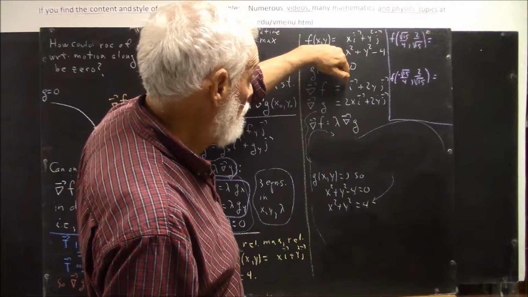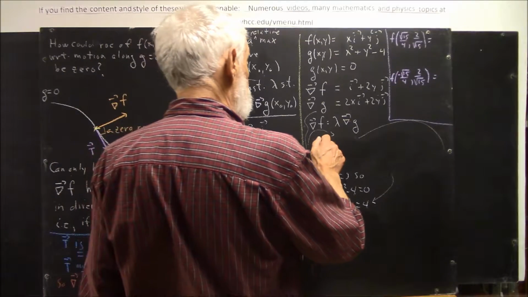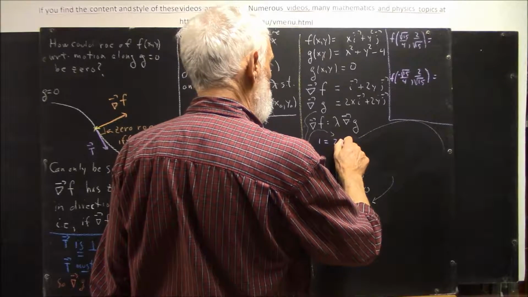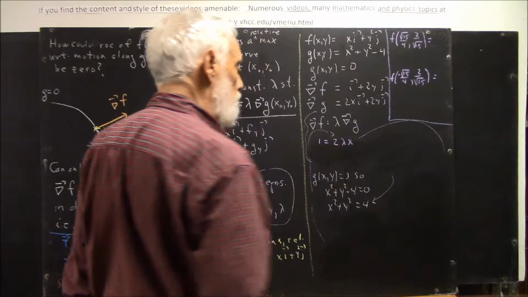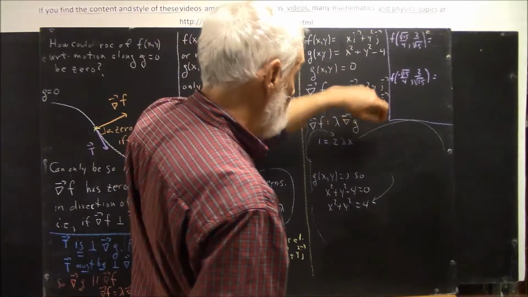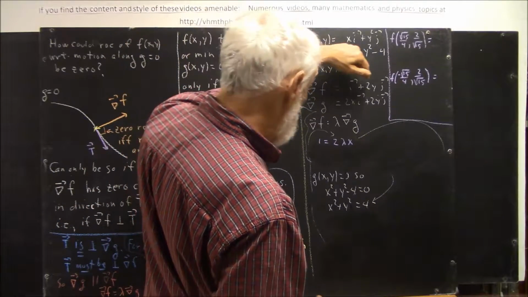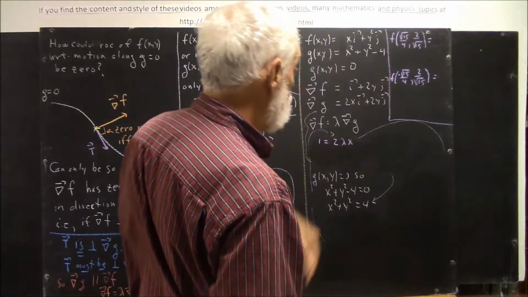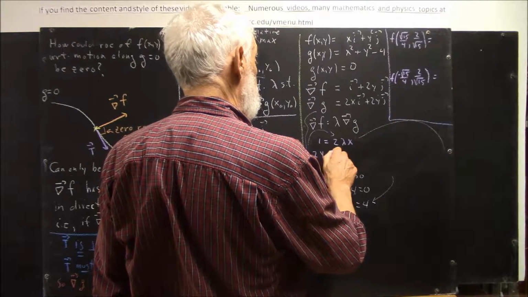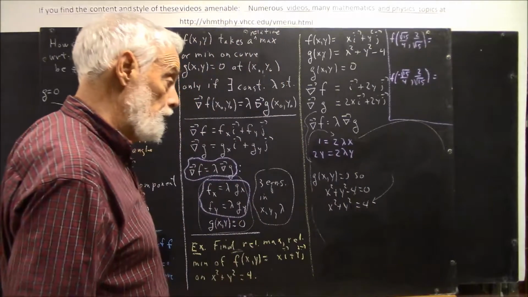And this simply means that the I component here, which is 1, is lambda times the I component here, which is 2x. So you get 1 equals, and I'll just write it as 2 lambda x. That's lambda times 2x. Okay, and then here, the j component of del f has to equal lambda times the j component of del g. And that tells me what? That tells me that 2y equals 2 lambda y, or lambda times 2y if you wish.